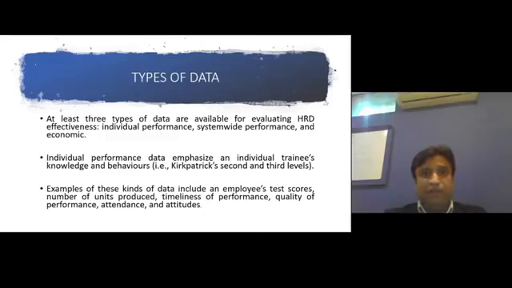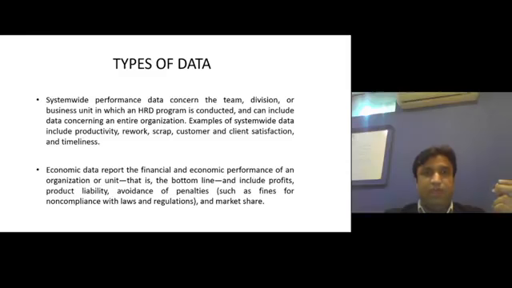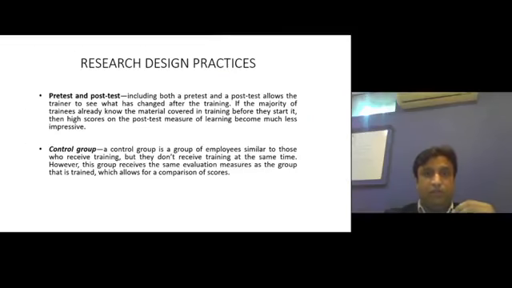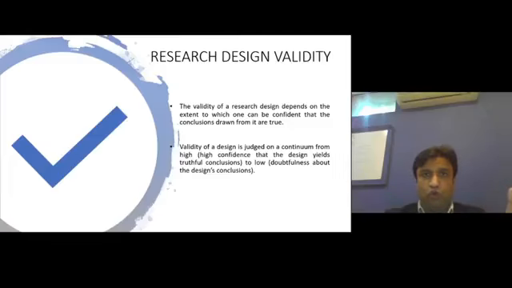So these are the three types of data we discussed here: individual performance, system-wide performance, and economic performance. Individual performance we can easily measure through Kirkpatrick's model, and other measures are employee test scores, timeliness, quality of performance, attendance, and attitudes. For research design, we also prepare our complete research design process: how to conduct this research, how to evaluate performance, and how to evaluate from the trainer and from the trainees. Which kind of method you have to use: pre-test and post-test, and control group as well.